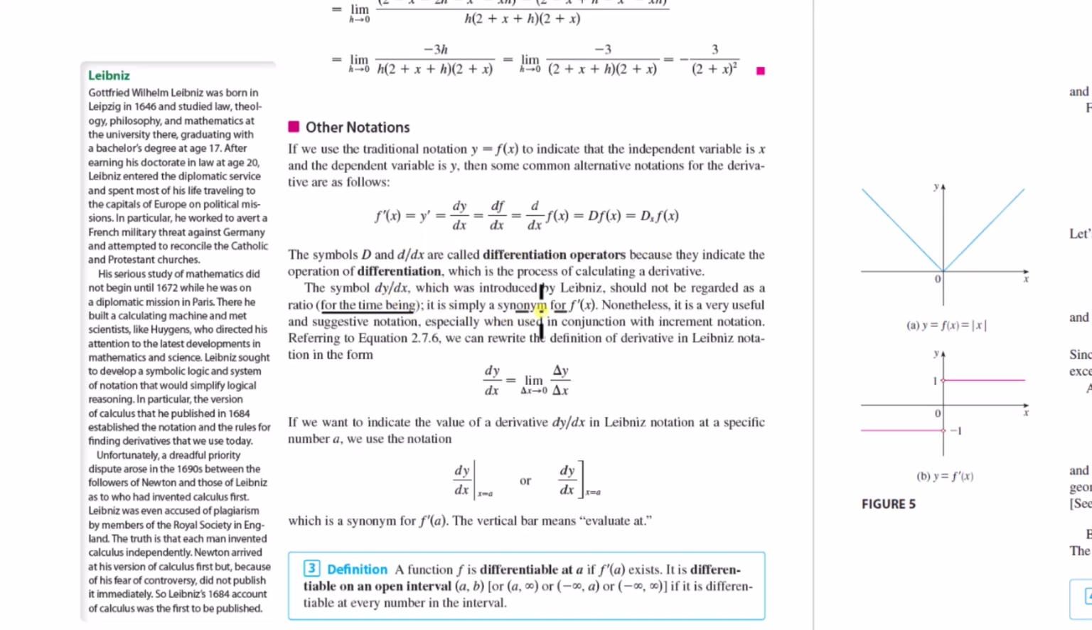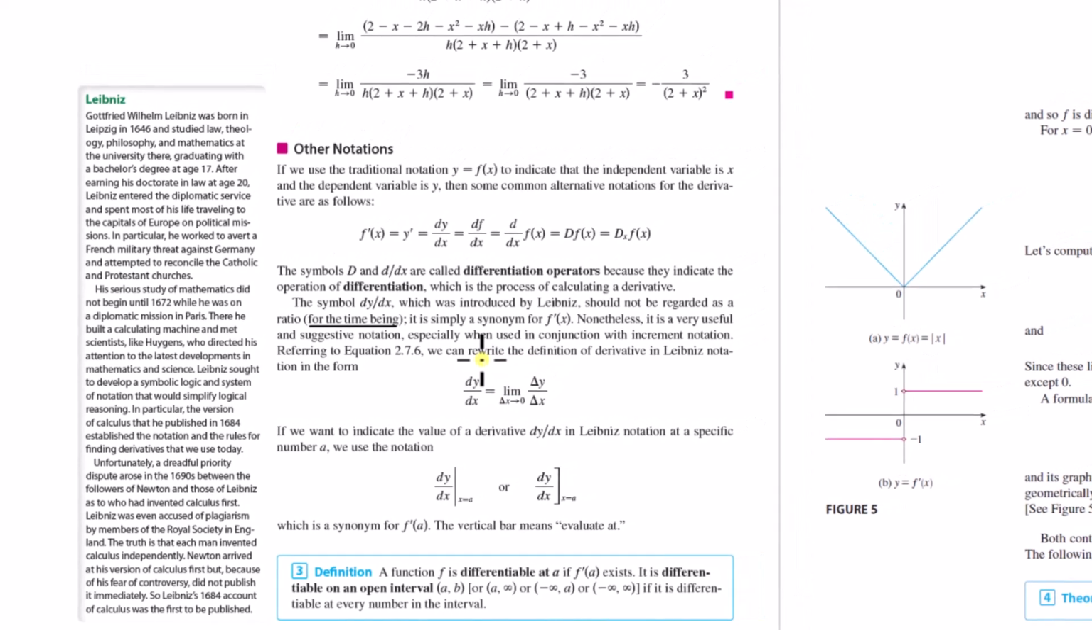Leibniz notation is a synonym for f prime of x. Leibniz notation is a synonym for any one of these, for all of these operators. But it did say for the time being. For the time being. Okay, and then it mentioned here this is one form of the definition of a derivative that's kind of synonymous with Leibniz notation.